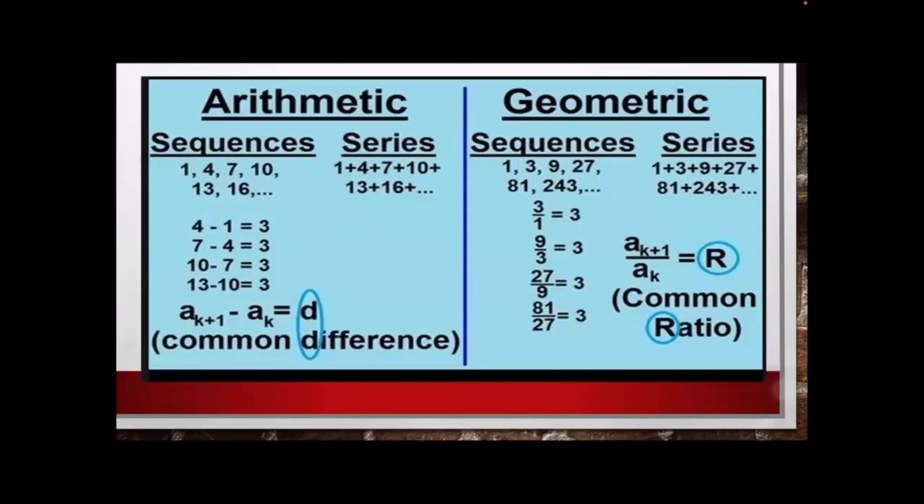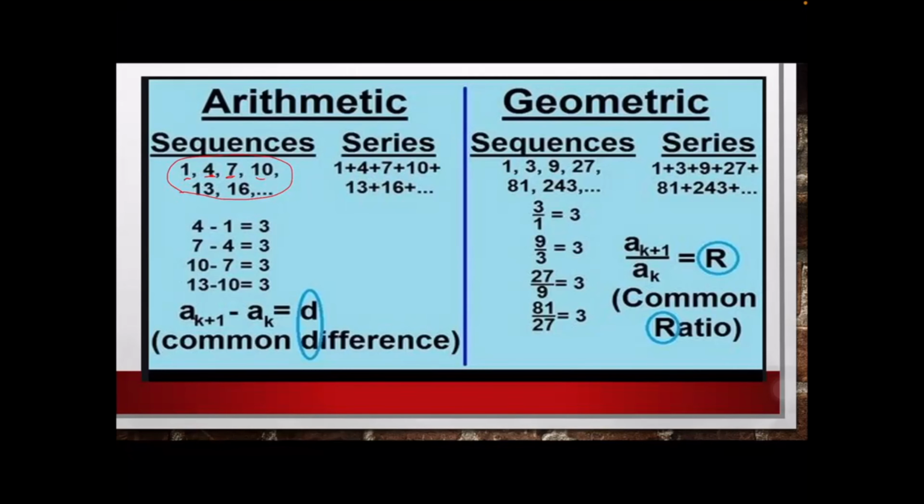So we have here the arithmetic. For the arithmetic, again, it has the common difference. So example, this is our given: 1, 4, 7, 10, 13, and 16. To find the difference, all you have to do is subtract. 4 minus 1, the answer will be 3. 7 minus 4, the answer is also 3. And 10 minus 7, the answer is also 3. So the difference is 3. So they are common, and that is the difference.